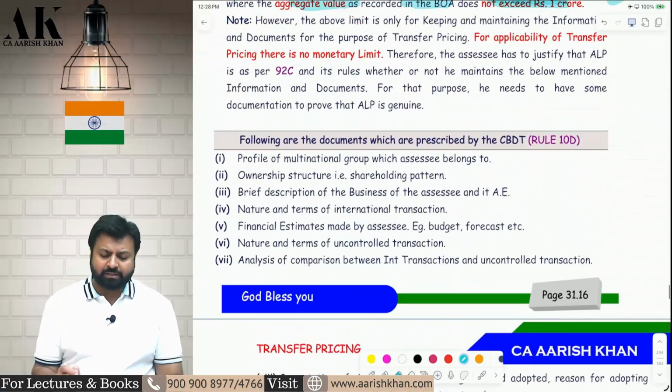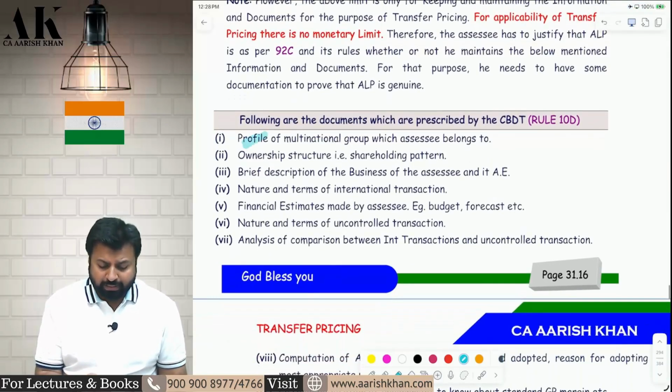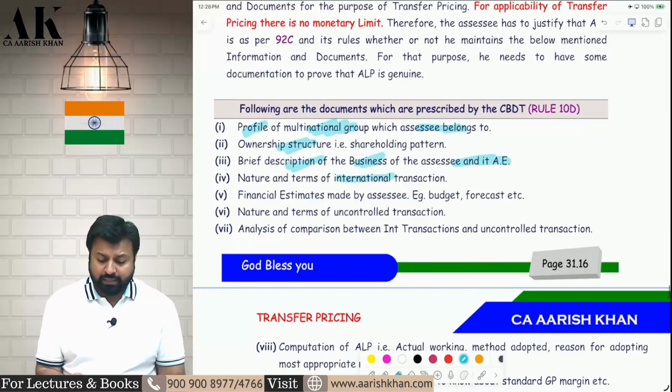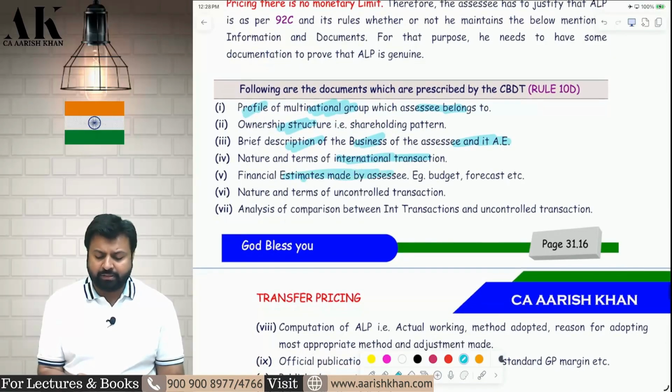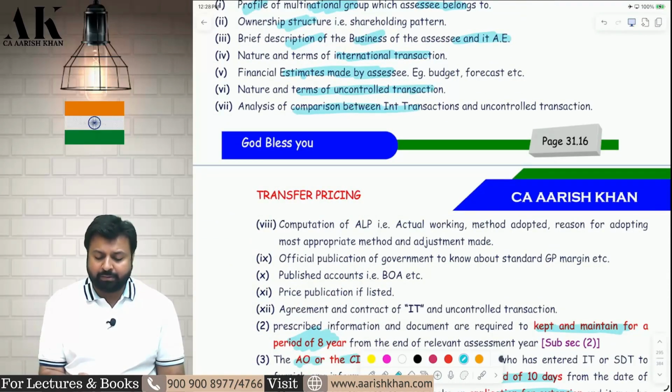Sir, what all documents are you supposed to maintain? Let's check the list of documents. You need to maintain the profile of the multinational group which the assessee belongs to. The ownership structure has to be shown in the documents: which company holds how much in which company. A brief description of the business of the assessee and its associate enterprise. Nature and terms of the international transaction. Financial estimates by the assessee. Nature and terms of the uncontrolled transaction. Analysis of comparison between the international transaction and the uncontrolled transaction.